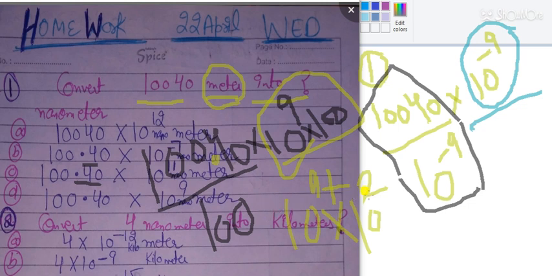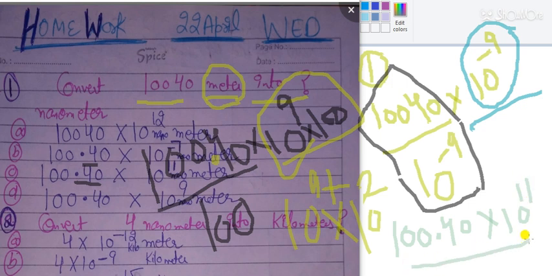So you can say the final answer for this question will be, now I am writing the final answer. This will be the final answer. That answer is 100.40 into 10 raised to the power 11. So I hope the first question is clear to you now.